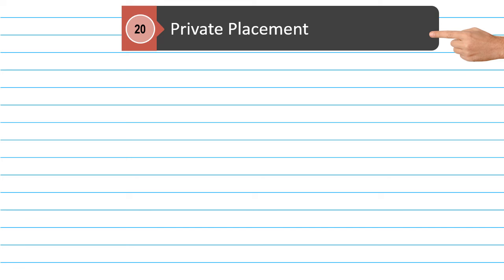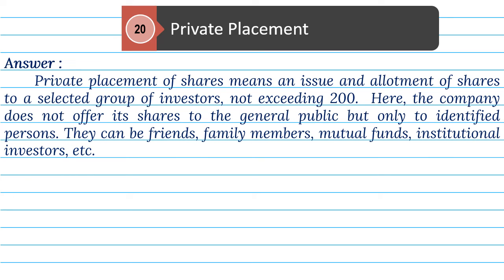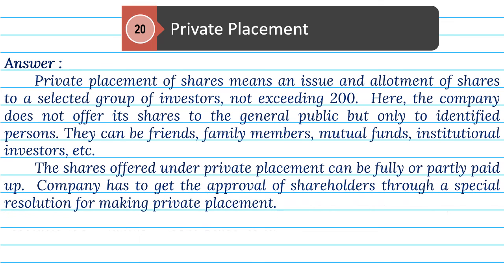20. Private placement. Answer. Private placement of shares means an issue and allotment of shares to a selected group of investors, not exceeding 200. Here, the company does not offer its shares to the general public, but only to identified persons. They can be friends, family members, mutual funds, institutional investors, etc. The shares offered under private placement can be fully or partly paid up. The company has to get the approval of shareholders through a special resolution for making private placement.